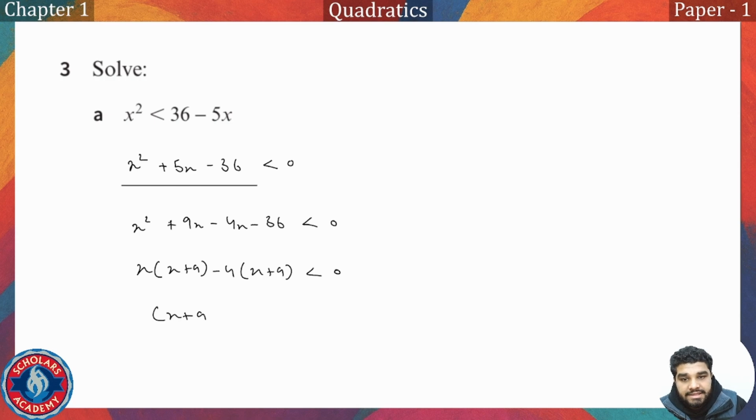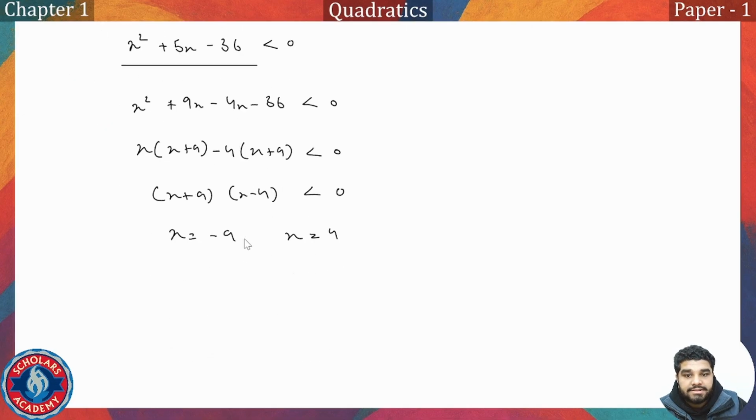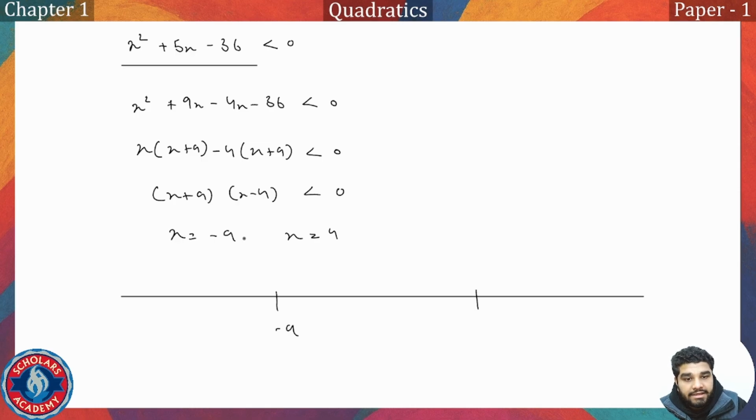So x plus 9 and x minus 4 are the factors of this quadratic equation, and from here we get x is equal to negative 9 and x is equal to 4 as our zeros. So when we split this real line into 3 intervals, what we get is negative 9 and 4. Now we want an interval which gives us value less than 0.